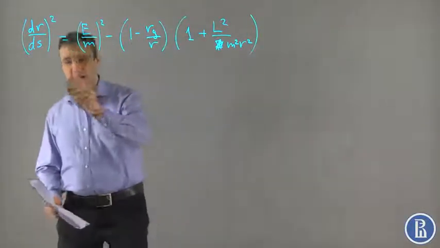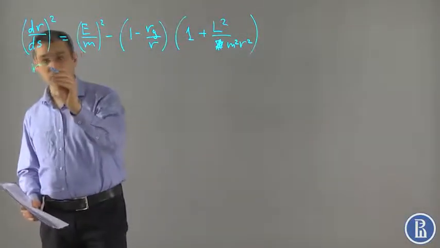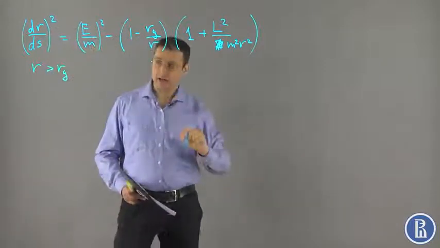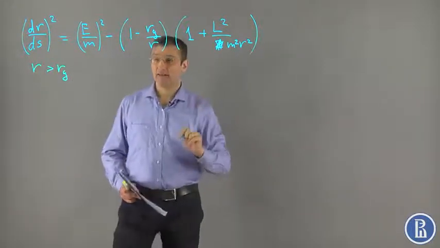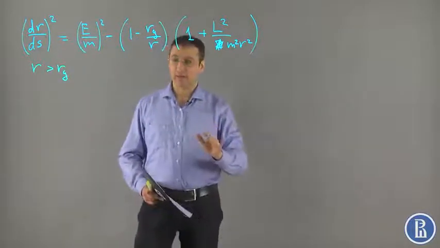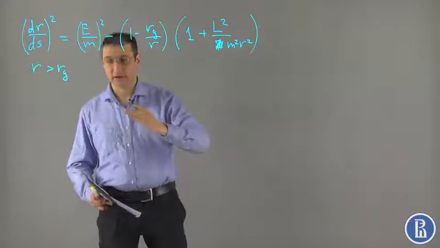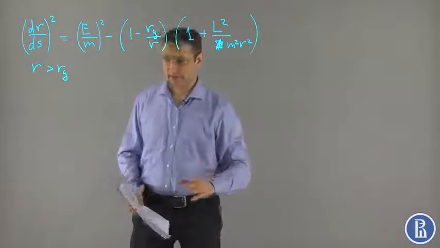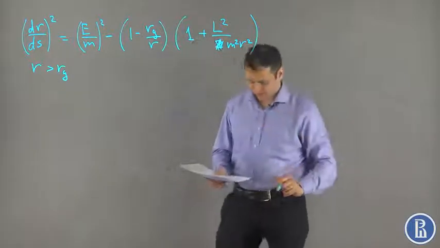One should have in mind that this equation is applicable only for r greater than r_g, because we are using Schwarzschild coordinates. If one wants to derive geodesics under the horizon, one has to use a different coordinate system which is not singular at the horizon. That's one thing to bear in mind.